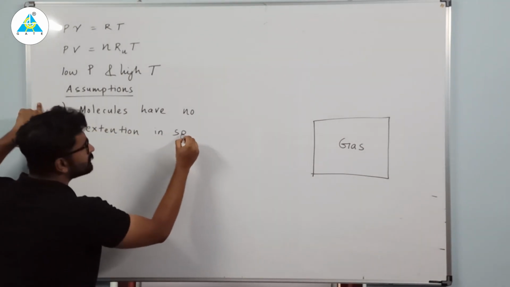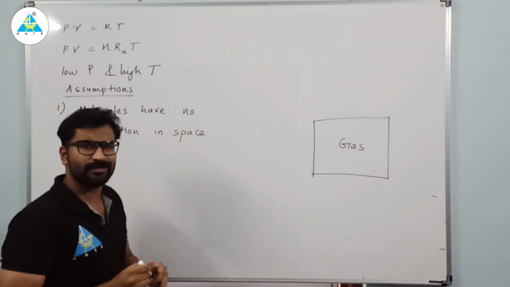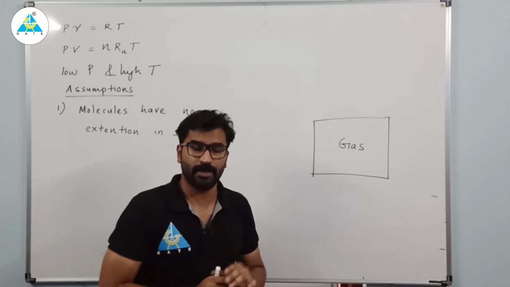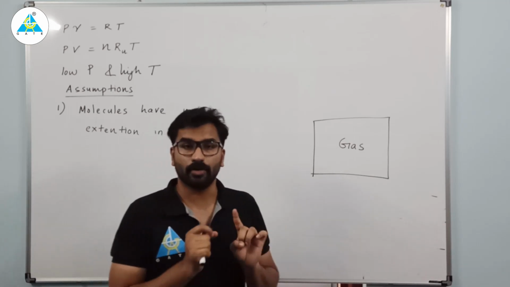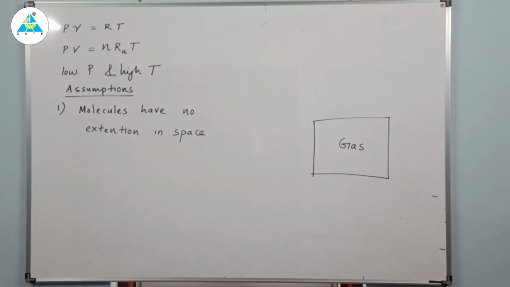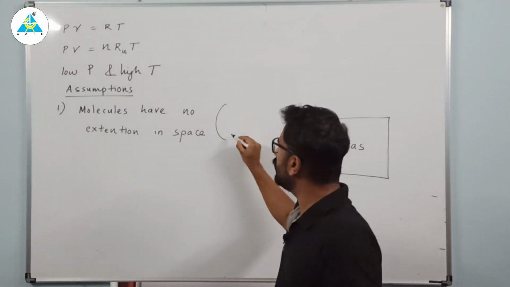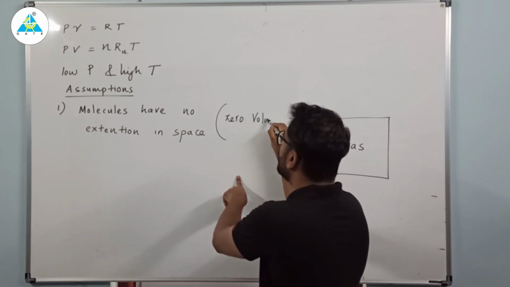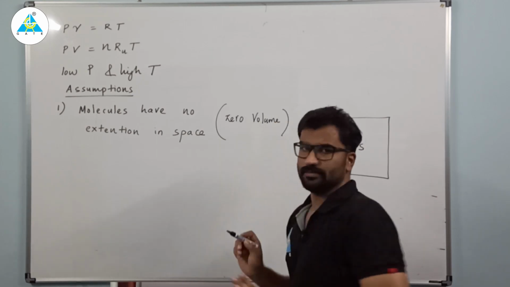मतलब we are not considering the molecular volume. This gas is composed of very small molecules, and we are not considering the volume of that particular gas. So you can write it. This is our first assumption in the ideal gas equation of state, or we can say the gas molecules possess zero volume. This is our first assumption.